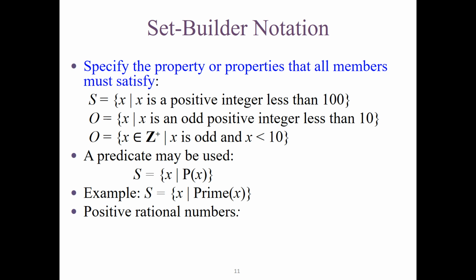Okay, next, another notation is what we call set builder notation. So we can collect all elements and specify their properties. For example, we can collect all x into the set S, and we specify the property of x: x is a positive integer less than 100. So that's how we describe what kind of x we want to collect into the set S. If it is a positive integer and less than 100, then we will collect all such x into the set.